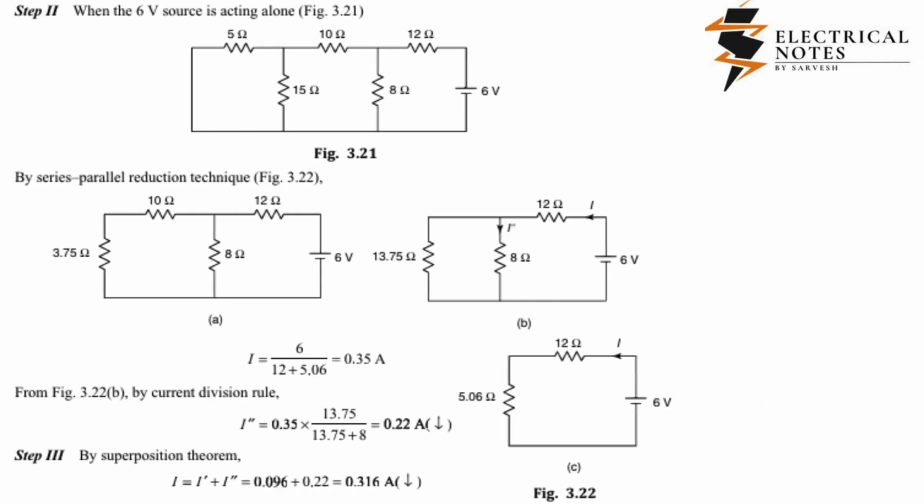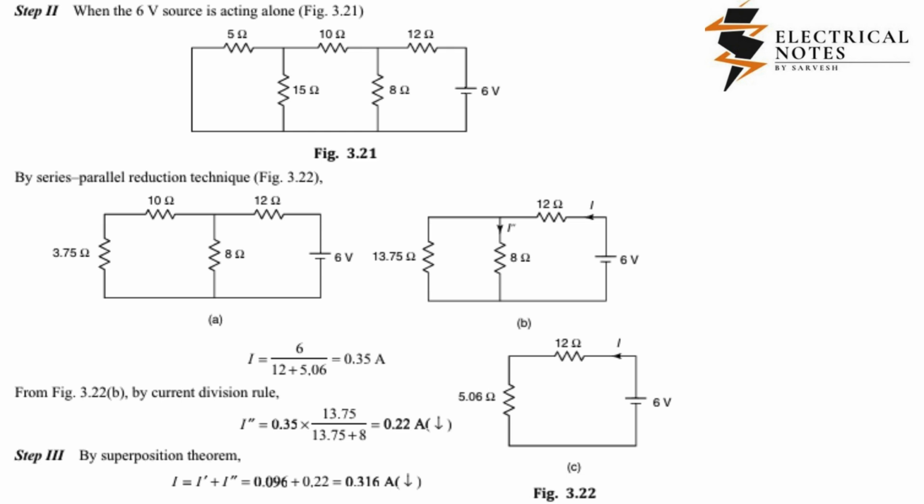Step 2. When the 6V source is acting alone, figure 3.21. 6V, 5 ohms. By series or parallel reduction technique, figure 3.22. I equals 6 over 12 plus 5... 6 0.